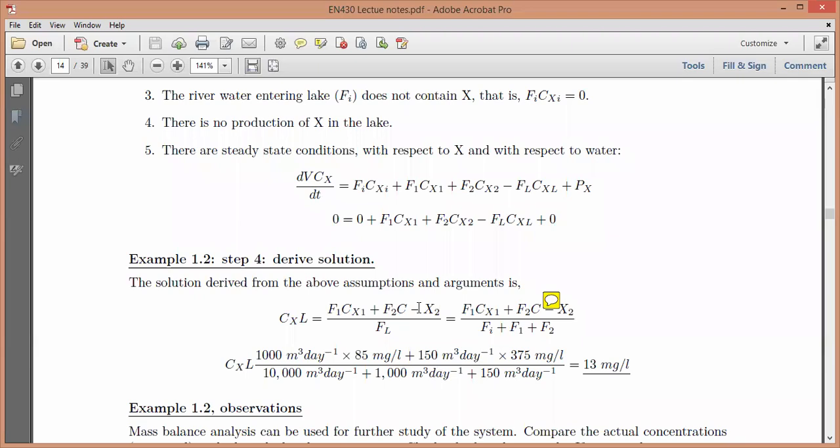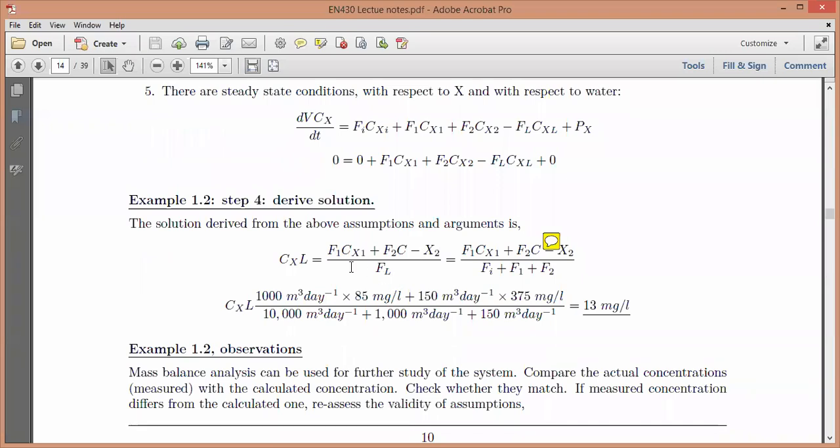So as you can see, this is another typo. This minus is not supposed to be there. This is what is supposed to be here. It's supposed to be F2 CX2. So it's supposed to basically ignore this. It's not supposed to be there. Same as here, this is supposed to be ignored. This is a typo. All right, so you have F1 CX1 plus F2 CX2 divided by FL.